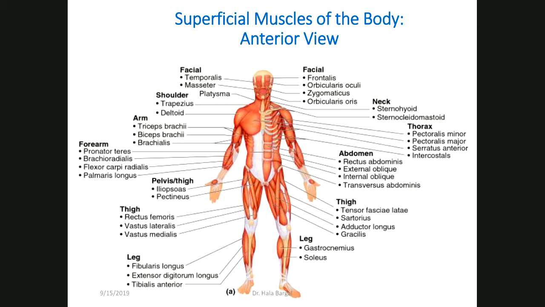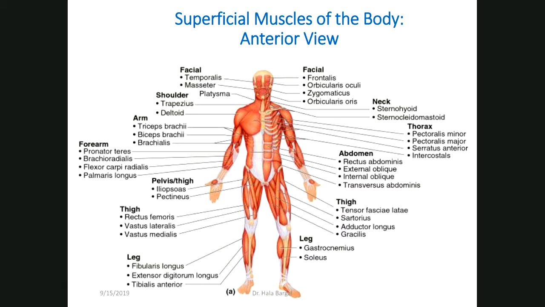Then we come to the iliopsoas, one of the major muscles inside our body. The iliacus muscle is located over the iliac fossa and the psoas muscle on both sides of the vertebral column. Then rectus femoris. Femoris means this muscle is on the anterior of the thigh. Vastus lateralis, over the lateral part of the thigh. Vastus medialis, over the medial part of the thigh.